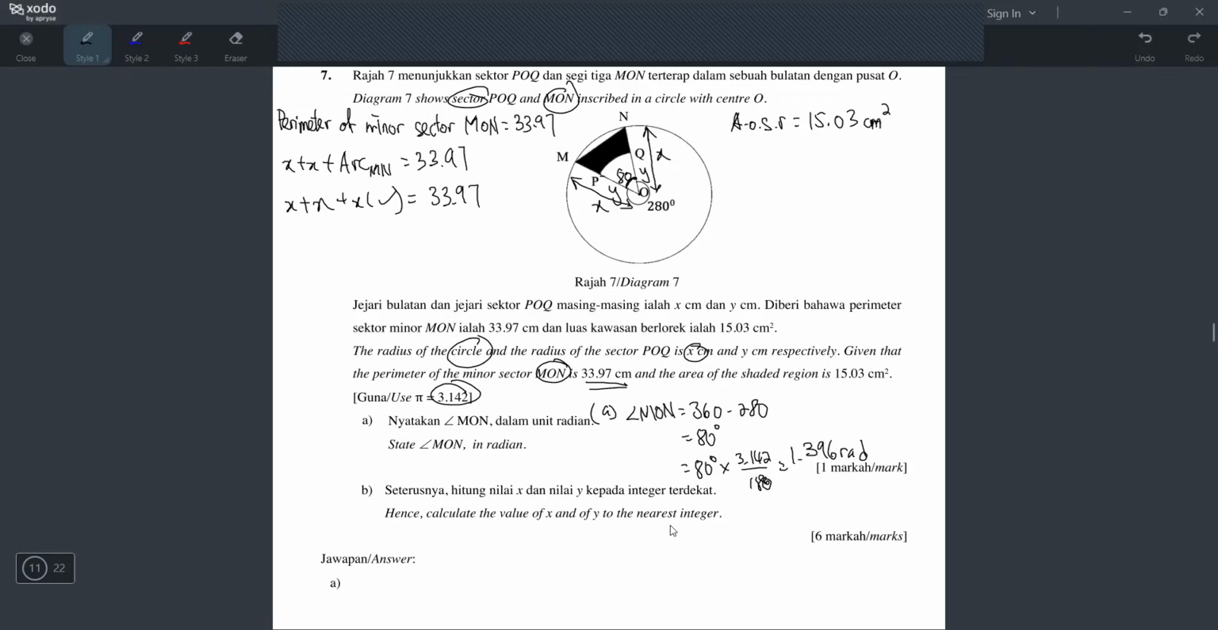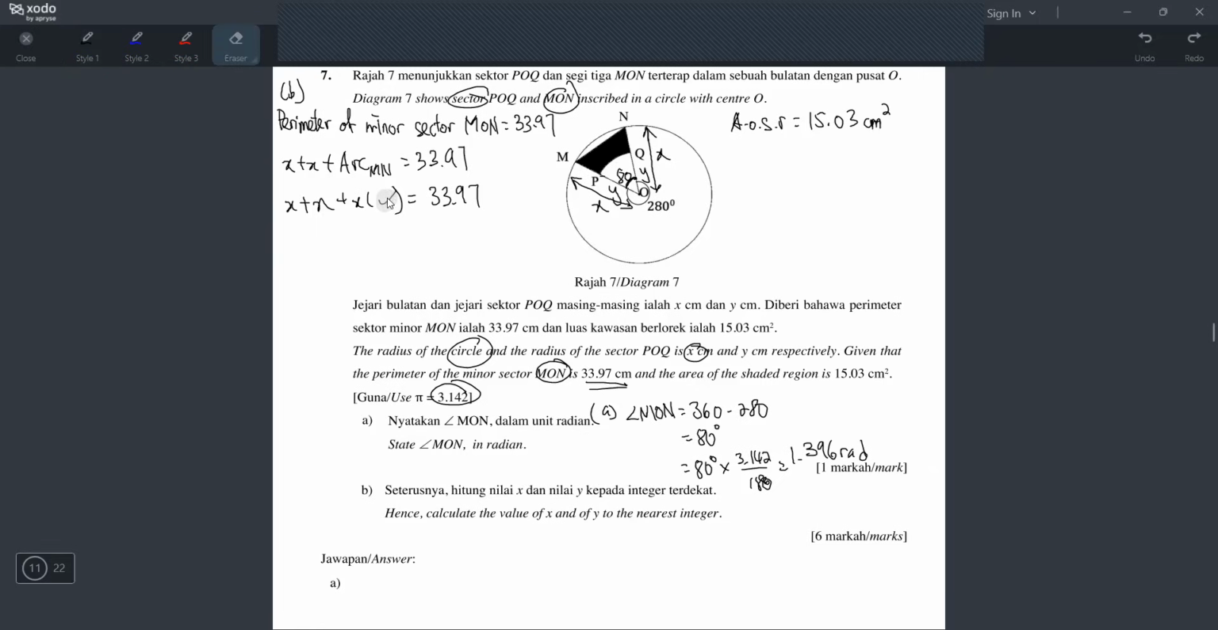B says calculate the value of x and y to the nearest integer. I think to calculate B, I have to use the perimeter info and the area info, right? Because if we don't use this info, then why would they give it to us? For sure they give us this because they want me to use this information. So for question B, we will need to use this information to find our x and y.